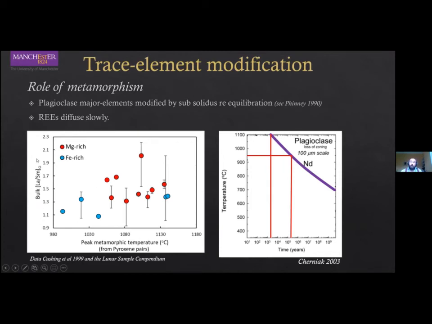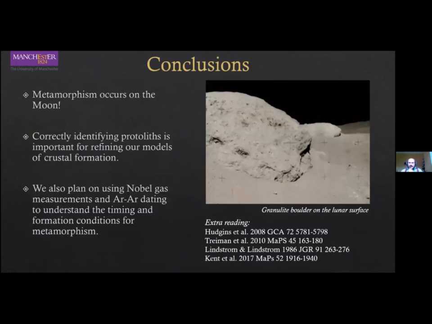However, this is bulk rock. These are from pyroxene pairs, and so I think the value really will be to look at individual mineral trace element inventories and see how the rare earths behave. Is there evidence of zoning? We know rare earths diffuse quite slowly in plagioclase. Can we preserve evidence of this re-equilibration process? And to what extent can we use trace element systematics of these rocks to say something meaningful about their protolith and therefore about how the lunar crust was built? So I'll just leave these conclusions here. Basically, metamorphism on the moon is a thing. Thank you very much.